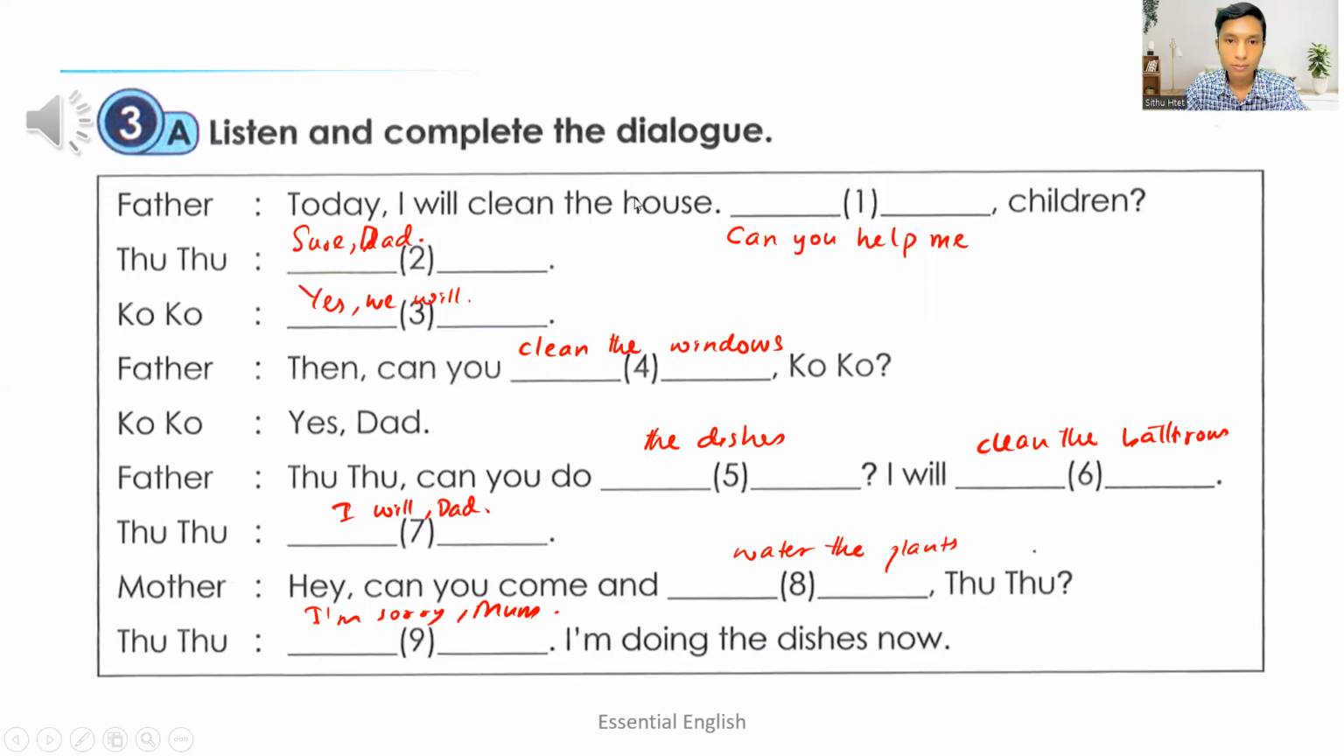Today, I will clean the house. Can you help me, children? Sure, Dad. Yes, we will. Then, can you clean the windows, Ko? Yes, Dad. Thu, can you do the dishes? I will clean the bathroom. I will, Dad. Hey, can you come and water the plants, Thu? I'm sorry, Mum. I'm doing the dishes now.